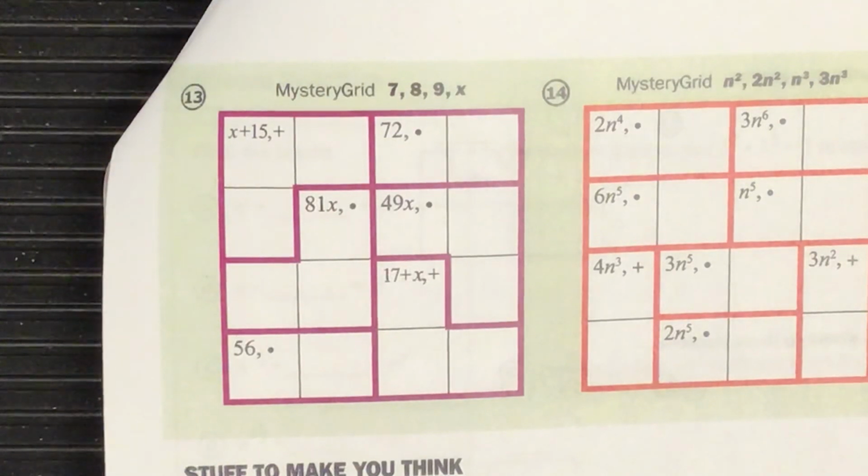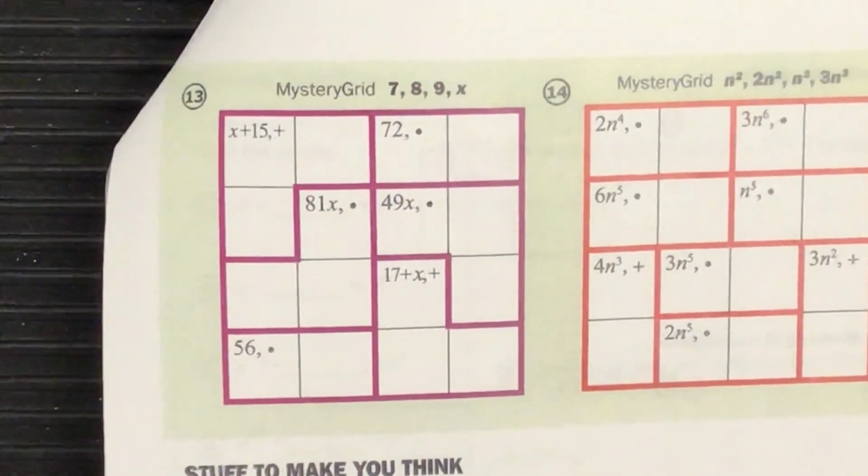Is 56 times, or 7 times 8, 56? 7 times 8 is 56. I have it done in my head.